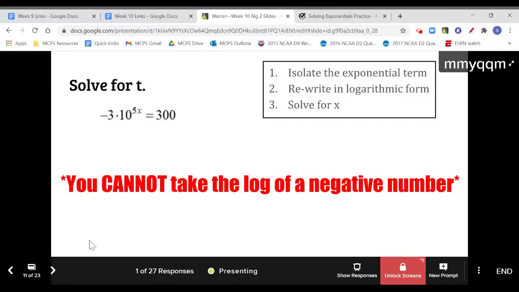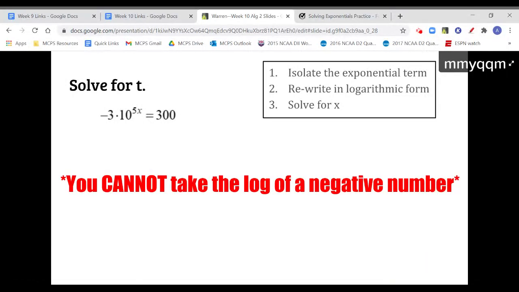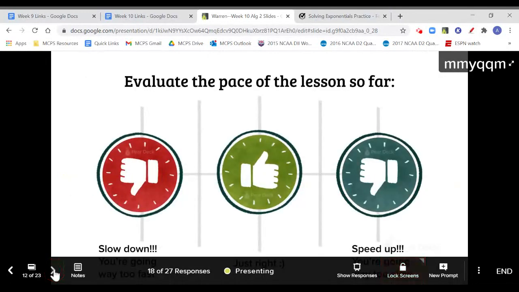So just to emphasize once more, you cannot take the log of a negative number. You also cannot take the log of 0. So just putting that out there too. I probably should have written you have to take a log of a positive number, but this is fine. Anyways, moving on.